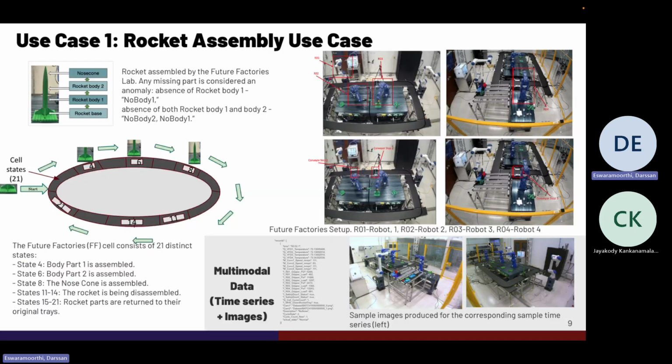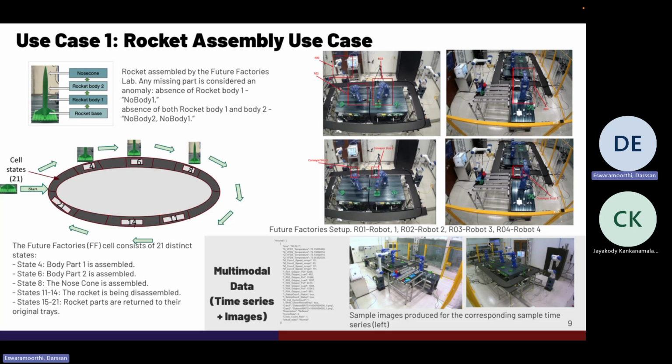So here is a use case where we deployed PredictX. This was in our future factory system in the McNair Aerospace Center at the University of South Carolina. This use case demonstrates a rocket assembly prototype. Here, there's a robotic assembly line that constructs a rocket in 21 distinct stages along the conveyor belt.